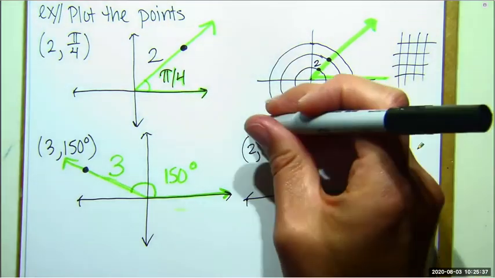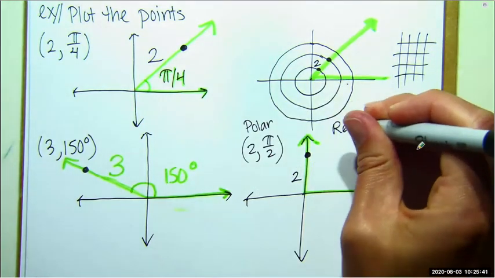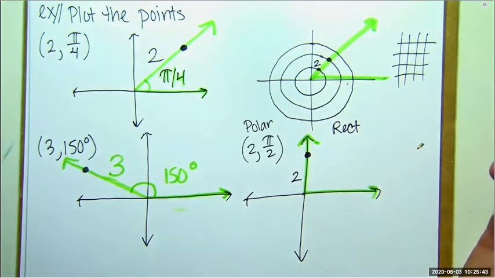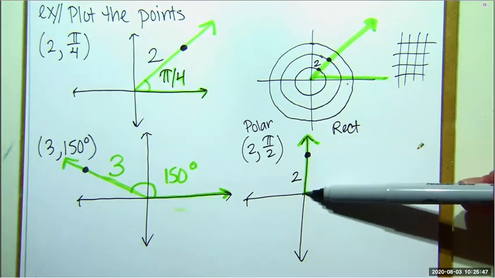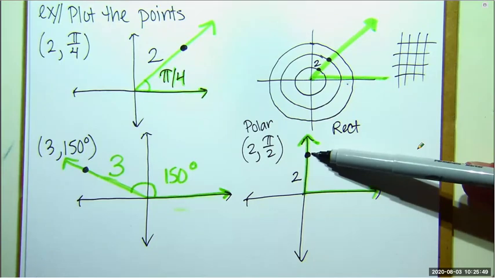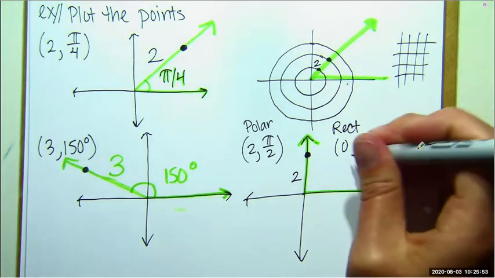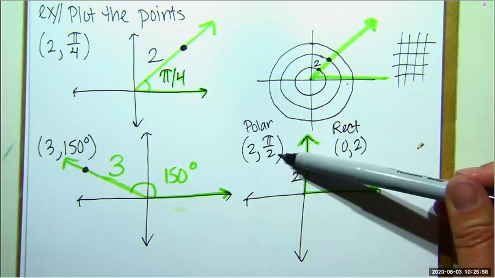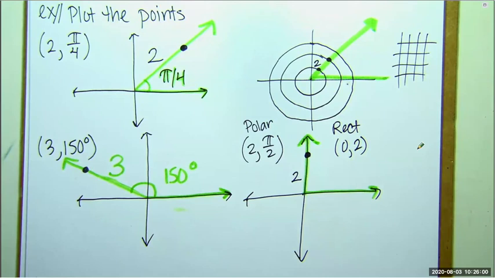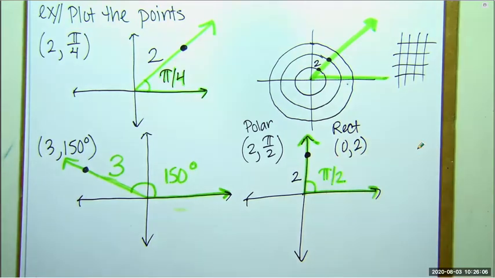Now, these are the polar coordinates. This point is easy enough to see what the rectangular coordinates are. In rectangular coordinates, help me out with this one. What's the x coordinate of this point? 0. What's the y coordinate of this point? 2. So this point can be written in 2 different ways. In polar coordinates, it's (2, pi over 2). In rectangular coordinates, it's (0, 2). And I forgot to label my angle in here.